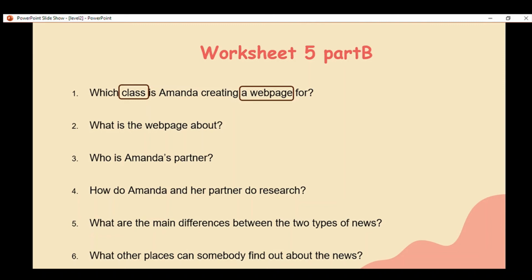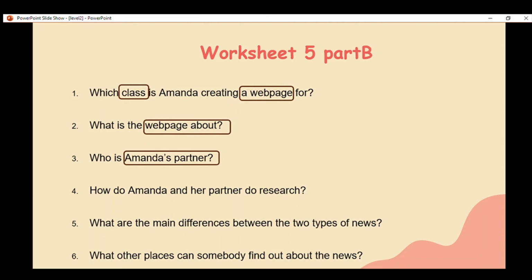Number 2 is what is the web page about? The clue is web page. So what is the web page about? Number 3. Who is Amanda's partner? The question here is who, so you need to find a name or a person, which the clue is Amanda's partner.